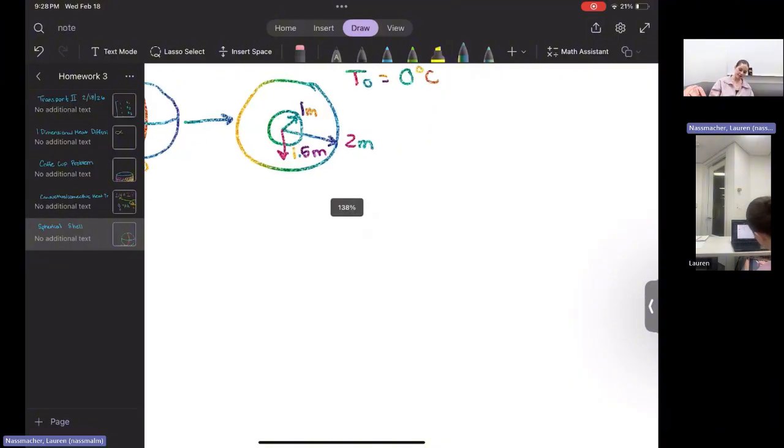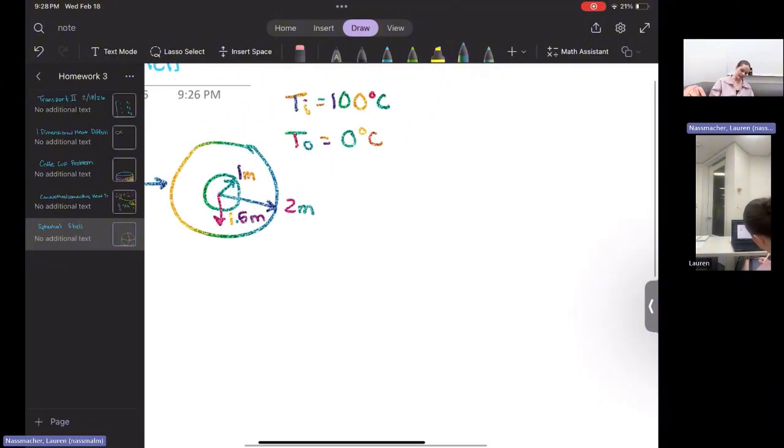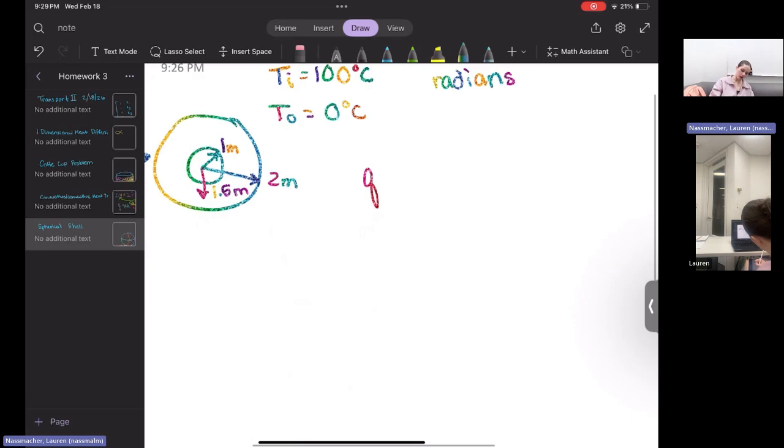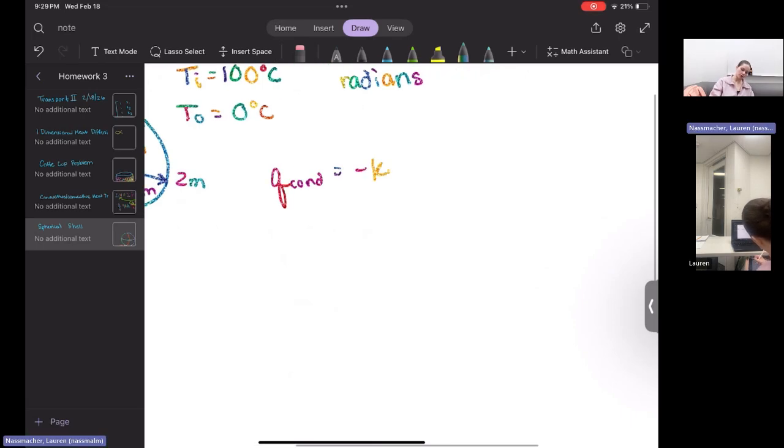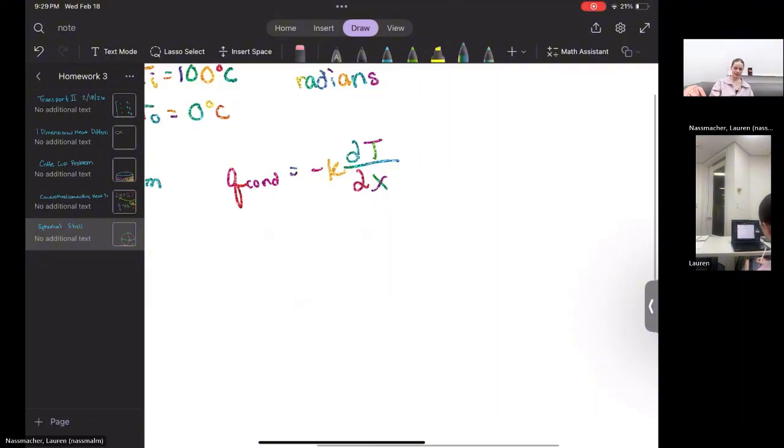What you'll notice is that these units are in radians, right? Because it's a sphere. So when we take our heat conduction equation, negative thermal conductivity multiplied by the rate of change of temperature with respect to distance, this is in meters. Radians are not in meters.